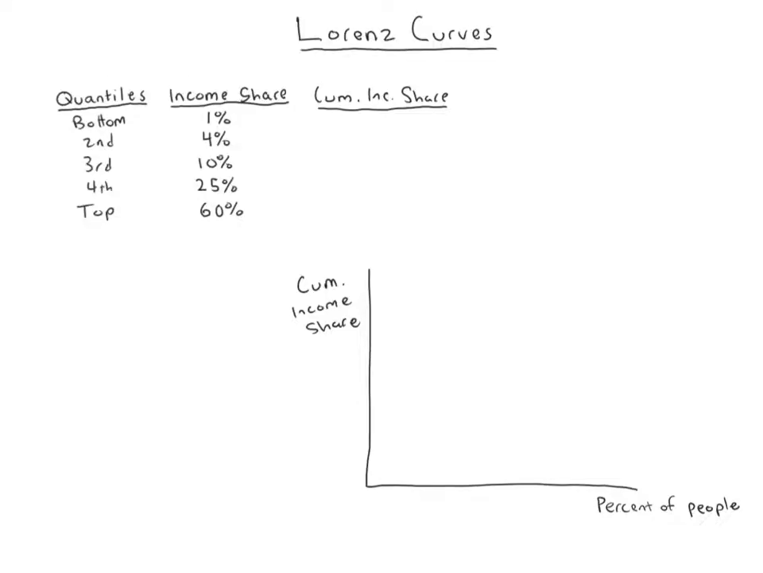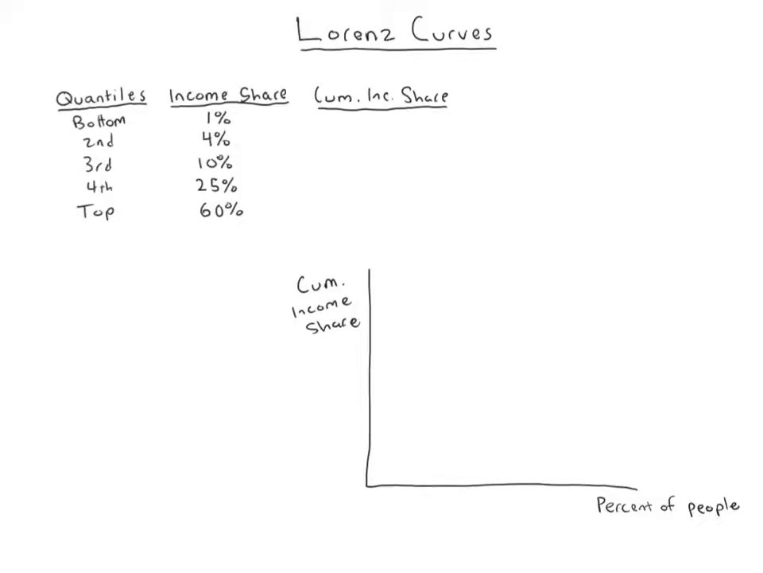Then we can see that the second 20% has 4%, 10% for the middle third, 25% for that sort of upper middle class, and the top 20% has more than half of the income. That's actually not too unusual. In the US, the top 20% earns about half the total income.